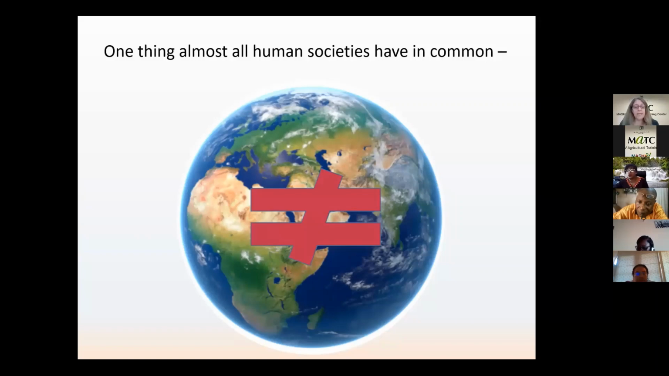Okay, so let's calculate it on an hourly wage basis. Is there still a disparity? And the answer is yes. In Israel, calculated on an hourly basis, the pay gap between men and women is 16%.